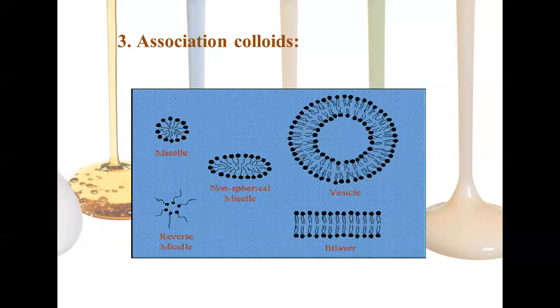The next important thing in case of association colloids is the Kraft point, which is denoted by Tk. The solubility of surface active agents depends on the temperature of the system, but an adequate concentration of surface active agents is required to form micelles. The relationship is stated by the Kraft point. So the Kraft point is defined as the temperature at which the solubility of the surfactant is equal to the critical micelle concentration.